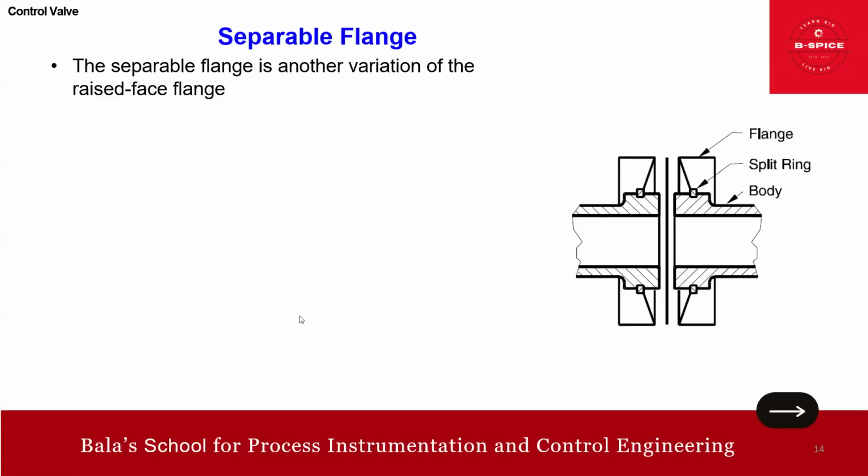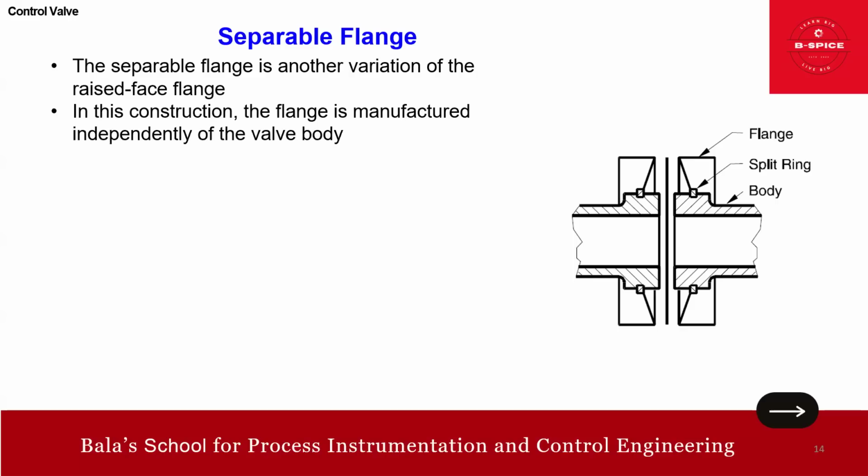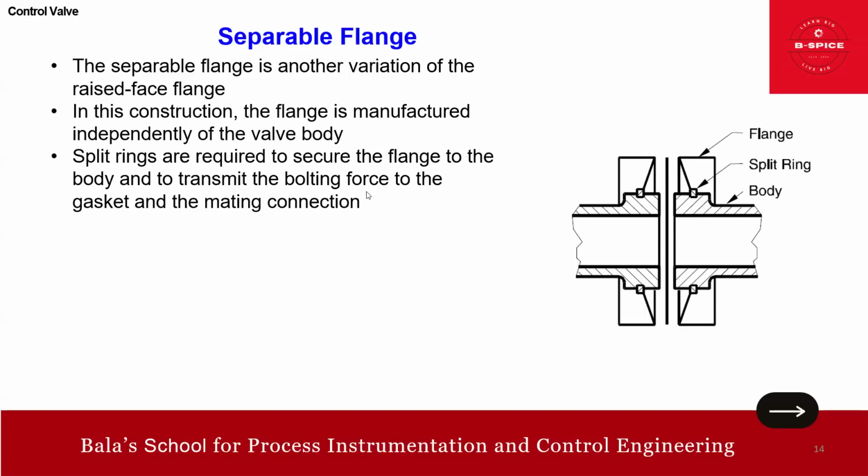Then the separable flange. One more is there. The separable flange is another variation of the raised face flange. In this construction, the flange is manufactured independently of the valve body. That is the difference. This is your flange, this is your split ring and this is your body. The flange is independently manufactured. Split rings are required to secure the flange. This one, the split ring.